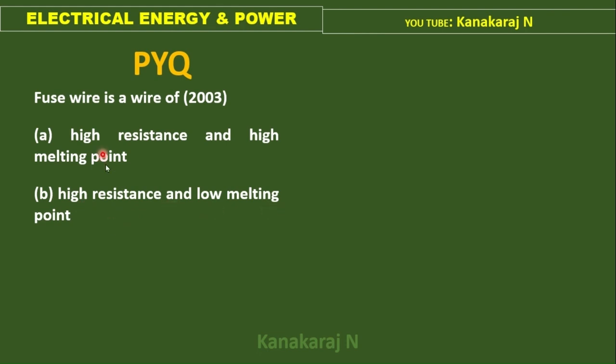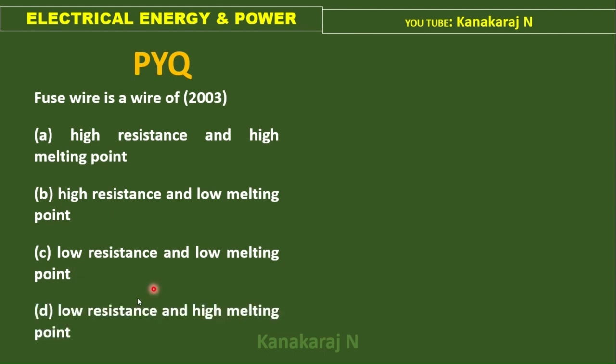So option B is correct. Then option C, low resistance and low melting point. Low resistance is not possible. That will not work. So option C is wrong. So option D, low resistance and high melting point. It's absolutely not correct. So let us learn the subject.